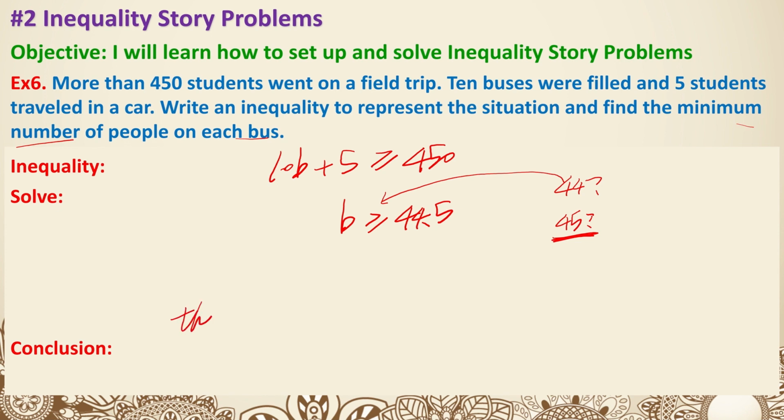So the minimum number of people on each bus is 45. There you go. That's example 6. And that is everything for the second inequality story problem lesson.